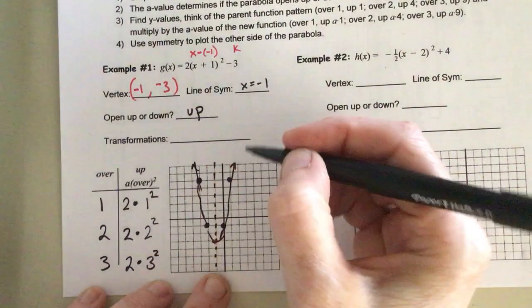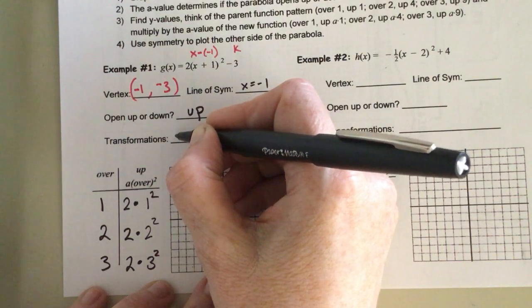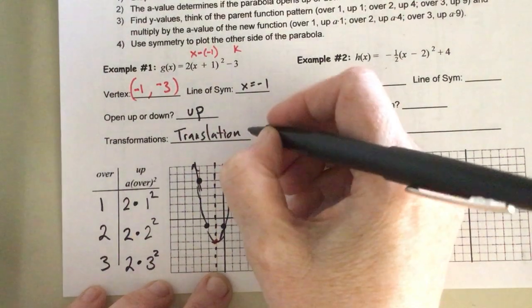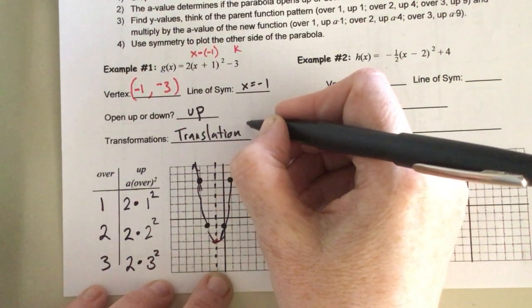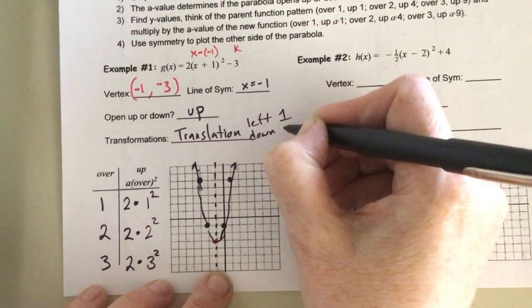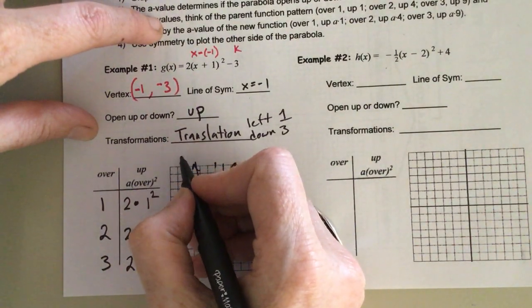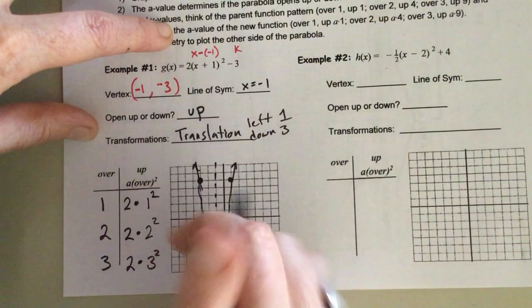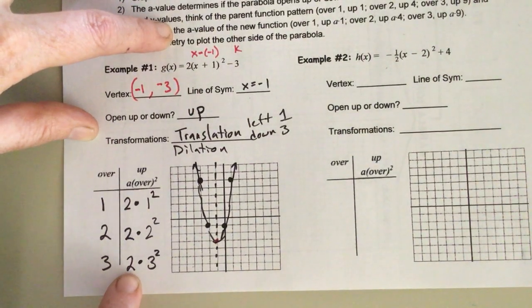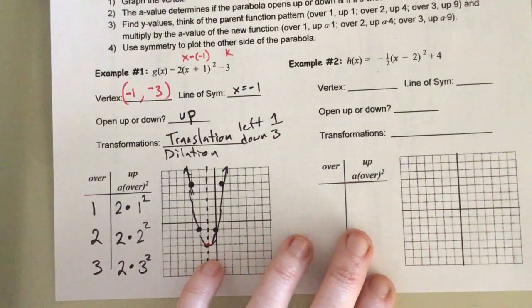The transformations we have are, you can write translation, you went left 1 and down 3, and then we have it has been compressed or made taller. If you want, you can have dilation by a factor of 2. Let's look at the second example.